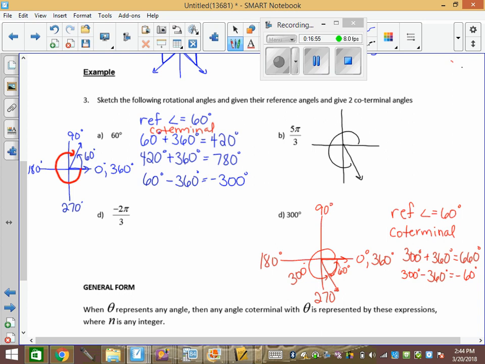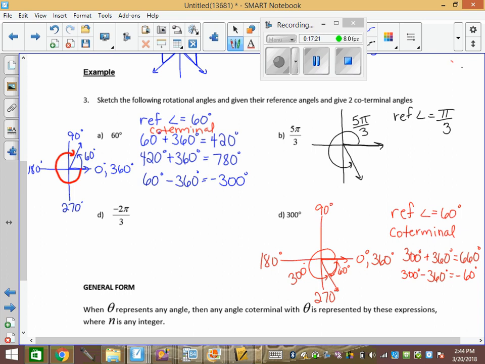But we're going to label it 5 pi over 3. All of our answers are correct. But what's the problem with the answers here? They're in degrees, and we're going to have to convert them. So 60 is what? Pi over 3. Good answer. 60 is pi over 3.